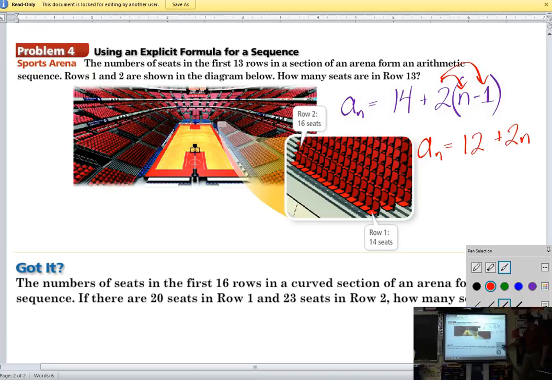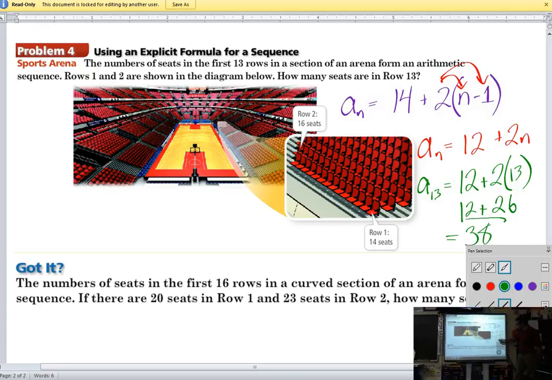So we then plug in for a sub 13. 12 plus 2 times 13. So that's going to be 12 plus 26. And like David said, we get 38.